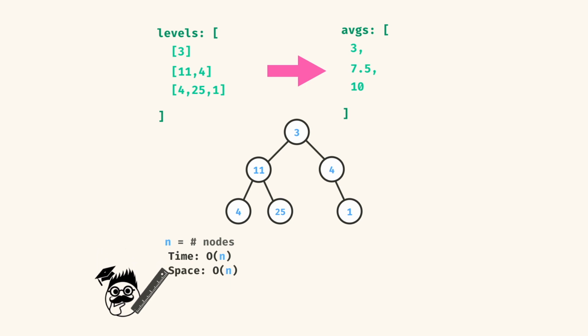The space is also going to be very similar. I do have the intermediate 2D levels array, but if I think about the combined length of all of those subarrays, they would be exactly the number of nodes in the tree, because I have a value for every single node of the tree.